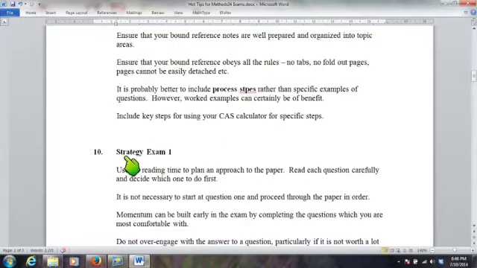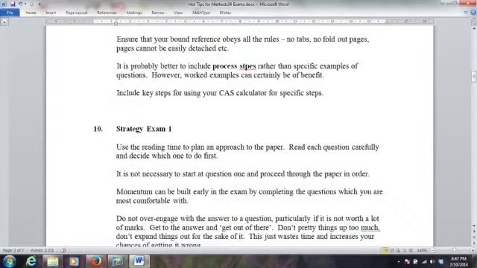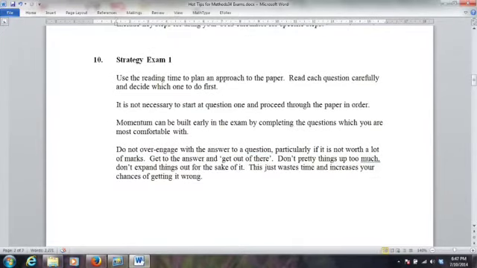Now, here's some specific strategies for exam 1. Please use the reading time to plan an approach to the paper. Read every question carefully and decide which one to do first. You don't have to do them in numerical order, guys. It would be a great idea just to start on the one that you feel the most confidence with, okay? And that gives you a great psychological edge. Momentum can be built early in the exam by completing the questions which you are the most comfortable with, yes.